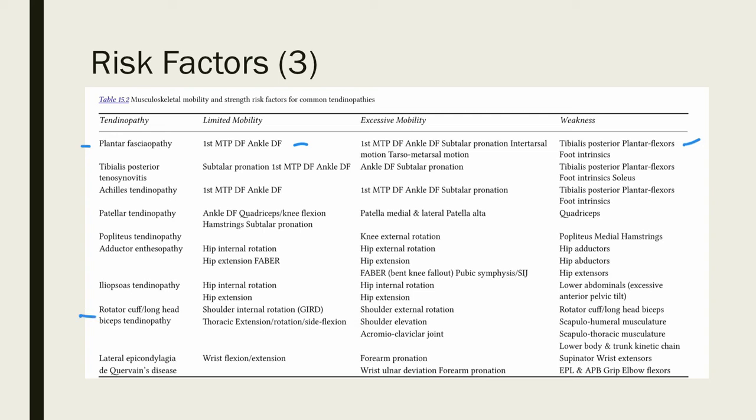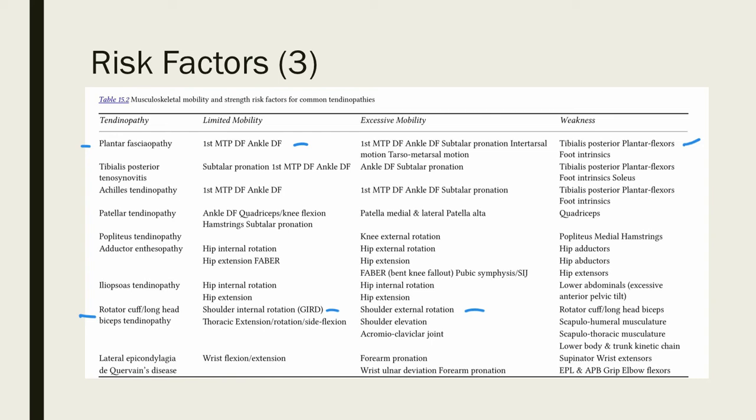Another one is rotator cuff or the long head of the biceps tendon. A lot of throwers, especially in baseball, have what's called GIRD, which is glenohumeral internal rotation deficit, which can also predispose someone to a tendinopathy problem. Excessive shoulder external rotation can also cause inflammation in the biceps head tendon. So, these are some pretty specific changes or risk factors for certain musculoskeletal mobility issues.